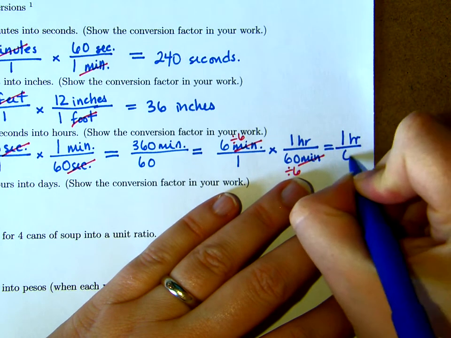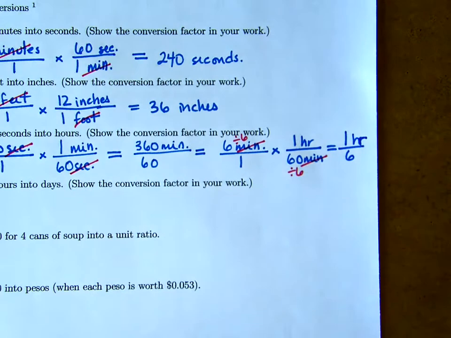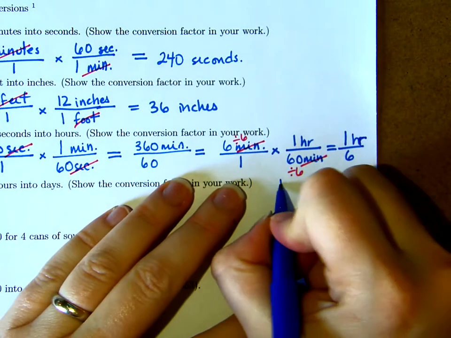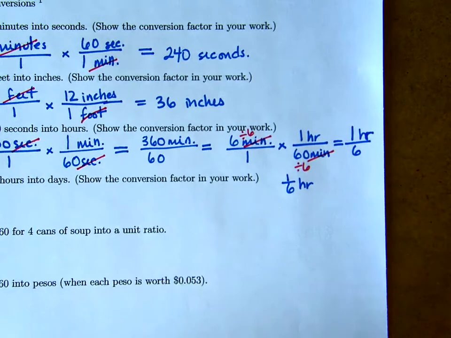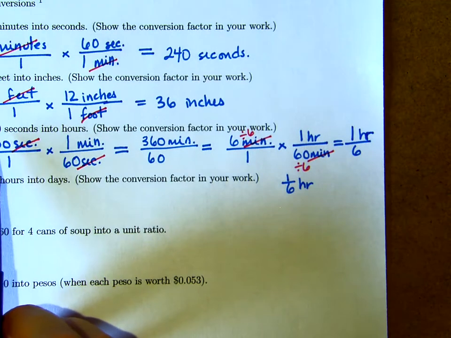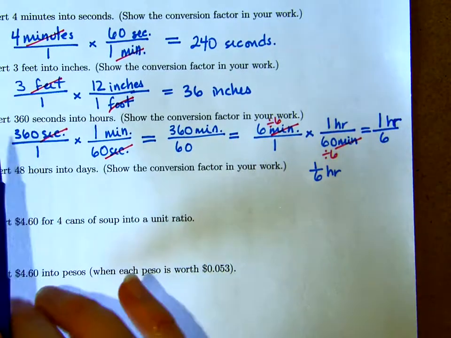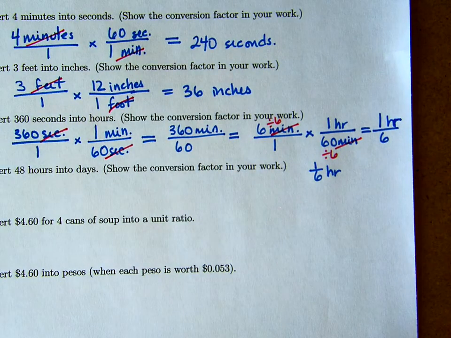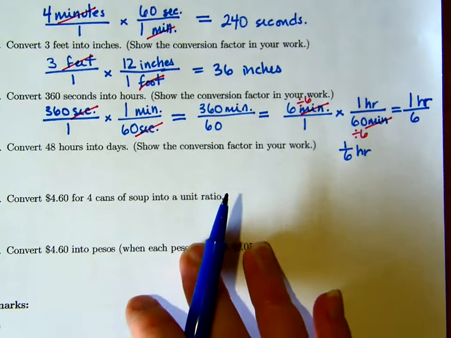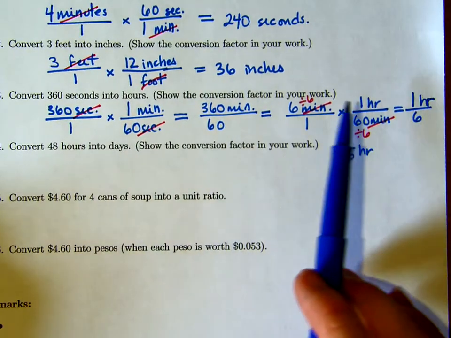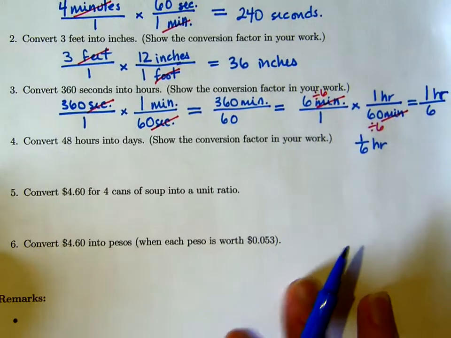That's supposed to be an hour. 1/6 of an hour. So 360 seconds is 1/6 of an hour. Got it. It's easier to think of it as 6 minutes, but whatever.